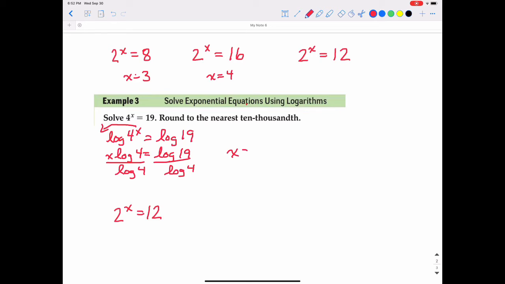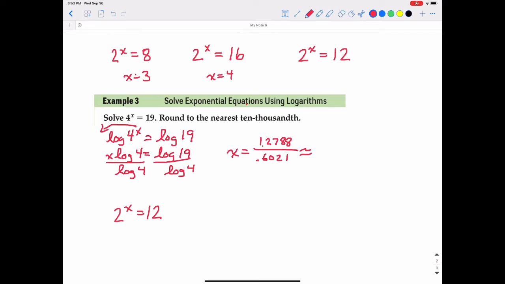It's not going to be an exact number. We're going to get a decimal estimate and round it to the nearest 10,000th. So to take the log of 19 divided by the log of 4, we would take the log of 19. So you take out your calculator. And the reason we're doing base 10 logs is because everybody's calculator should have a base 10 log. This technically works with any base log, but doing it with base 10 is one of the more common ones. So the log of 19 is approximately equal to 1.2788. And the log of 4 is approximately equal to 0.6021. And then you would divide that out to get your answer.